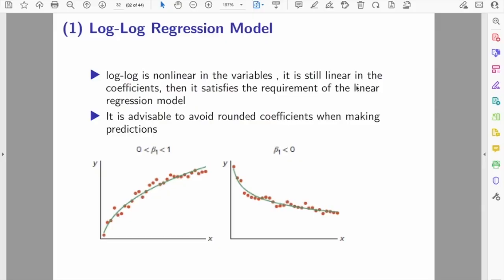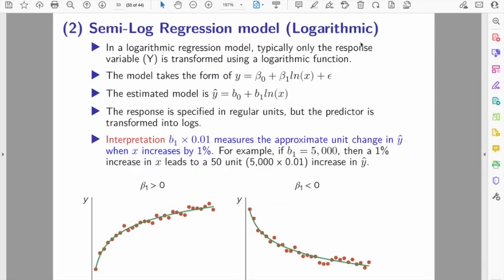And these are the graphs, how they look when beta is between 0 and 1, and when beta is less than 1. The second part we're going to discuss is when we have the log on the x, on the predictors, not on the y, not on the response variable. So we take the natural log of the independent variable, keeping the response in its original form. And the same thing applies to the interpretation. The interpretation is important, especially b1. First of all, the estimated model takes this form.